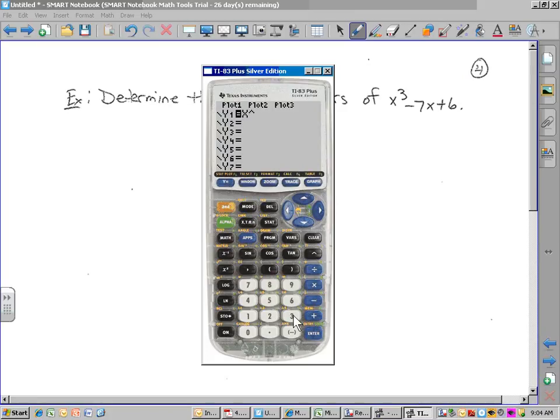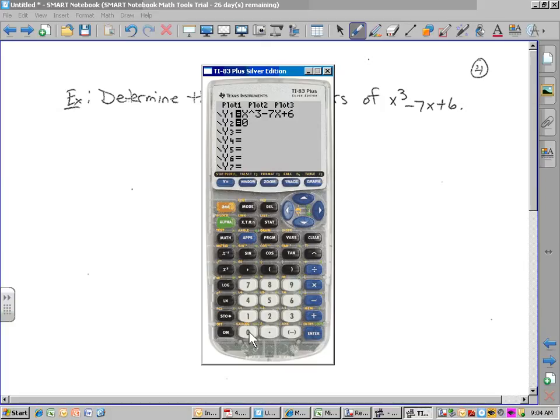X to the third minus 7x plus 6. I'm also going to set y2 equal to 0. The reason why I'm setting y2 equal to 0 is because there's a very easy way to find x-intercepts with a graphing calculator, and that's using what's called the intersection function. And y equals 0 is putting a line on the x-axis.